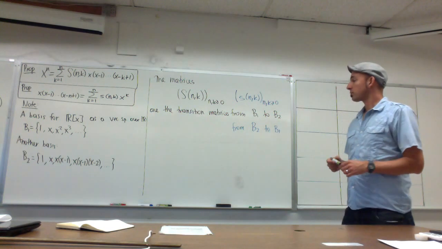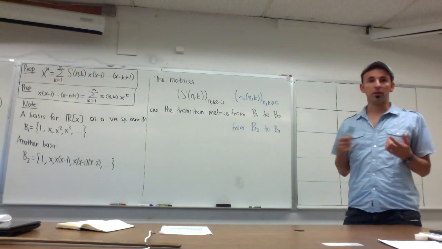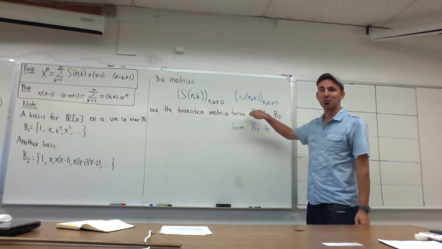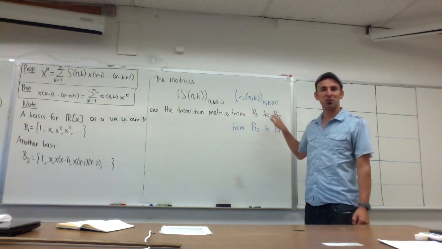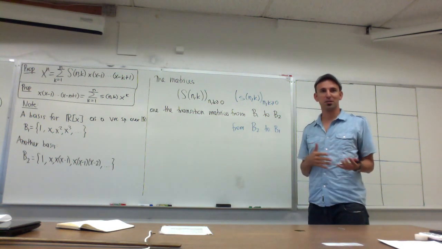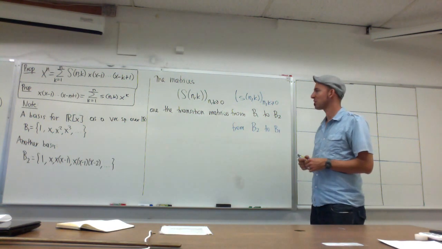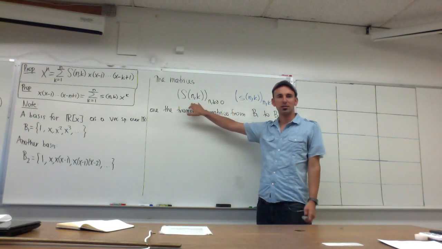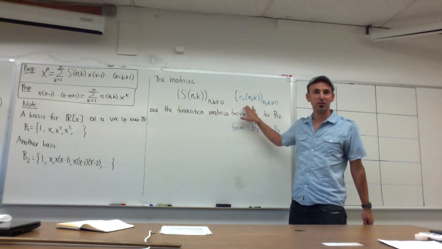So for example, what do we know about the transition matrix from B1 to B2 and the transition matrix from B2 to B1? They have to be inverses of each other, right? This is almost by definition of being a transition matrix. So therefore, this matrix is the inverse of this matrix.